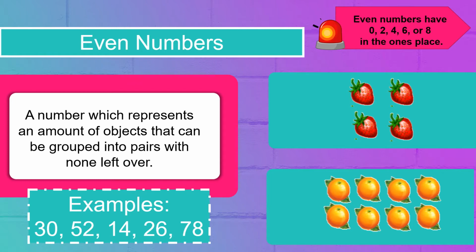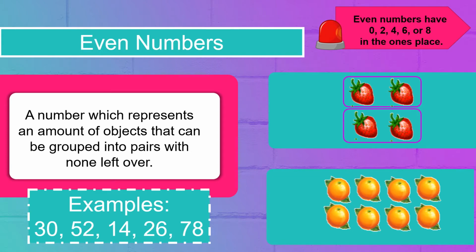Let us look at these strawberries. First, we will count them, then we will circle them and put them in pairs. Remember now, a pair is a group of two. 1, 2, 3, 4. There are 4 strawberries. Now, let us circle them into pairs. 1 pair, 2 pairs, and there are none left over. That means that 4 is an even number.